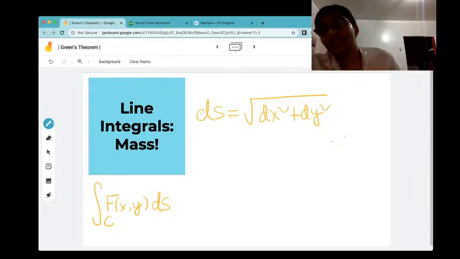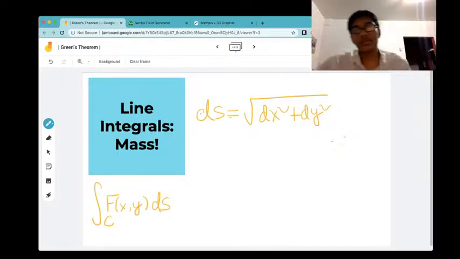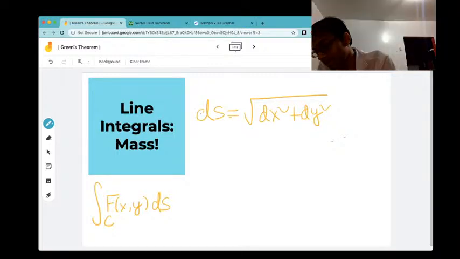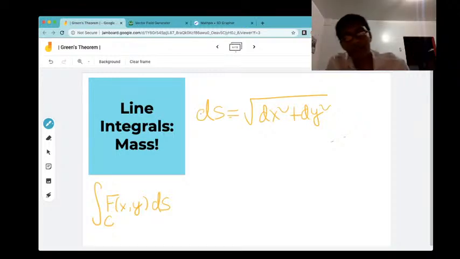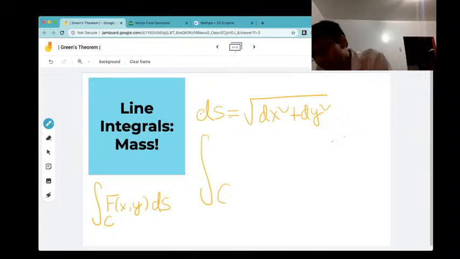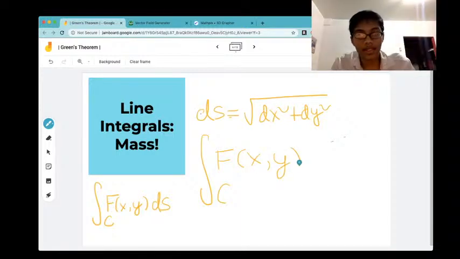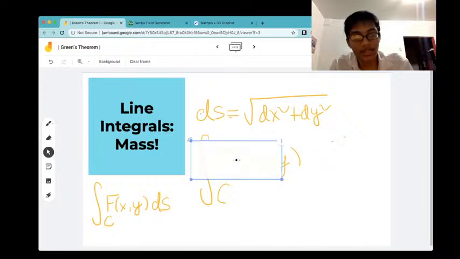But now we need something else, right? All we need to do is go back to our line integral, which is what? A line integral was the integral over the curve of our function f of x, y times this square root of dx squared plus dy squared, right? So times this radicand.